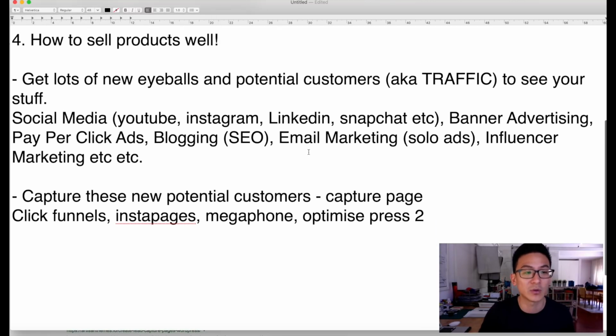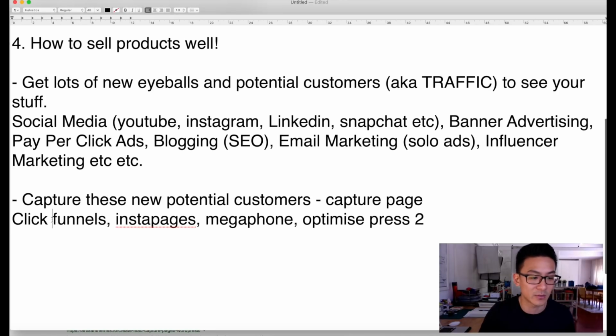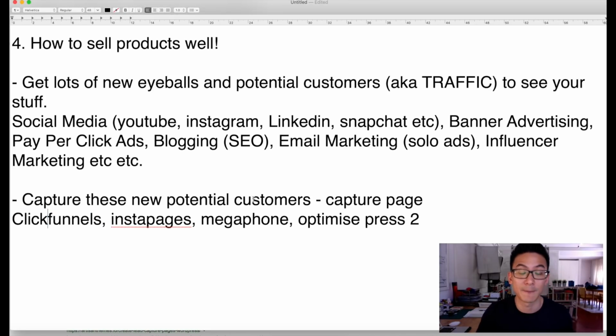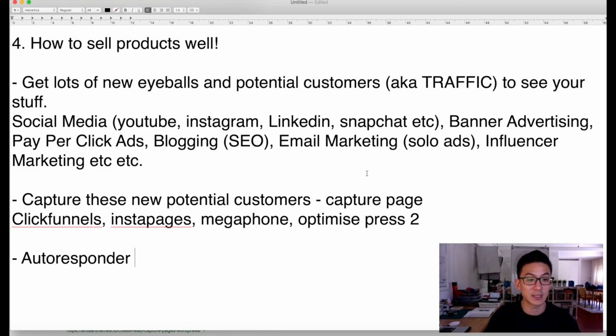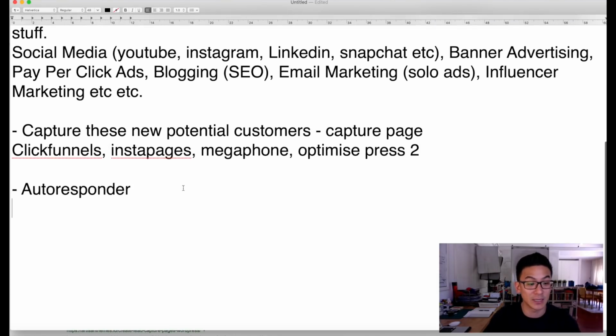Doesn't really matter which one you use. I think some are better than others. Obviously, ClickFunnels is the best. And some of these guys are a little bit more difficult to use, especially Optimize Press 2. But again, they all come with different price points, but understand that you need to capture leads, okay? And then you need to build a relationship with them, and how you do that is you use an autoresponder. Okay, an autoresponder basically allows you to capture your emails, okay, once they get into your capture page, and you start to send them emails and follow up with them.